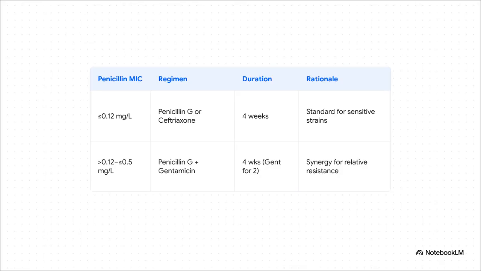With this bug, the treatment is all about sensitivity. It's dictated by the MIC to penicillin. If it's super sensitive, simple monotherapy with Pen-G or ceftriaxone for 4 weeks will do the job. But as soon as that MIC starts to creep up, we need to bring in the big guns. We add 2 weeks of gentamicin for synergy to make sure we knock out that infection for good.